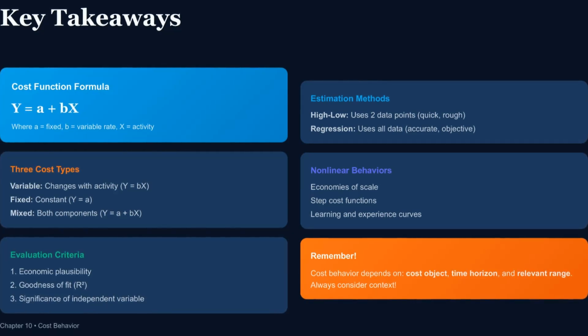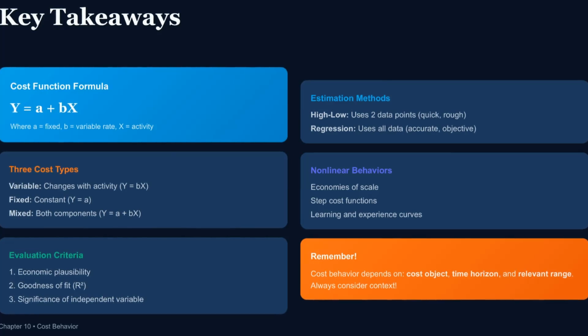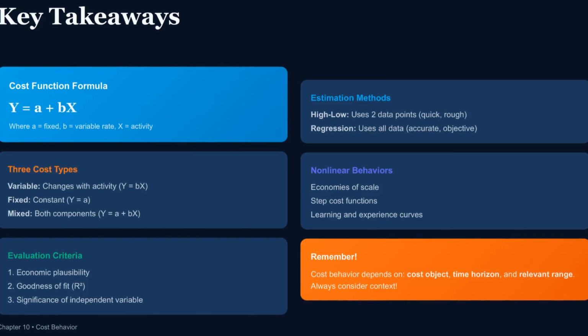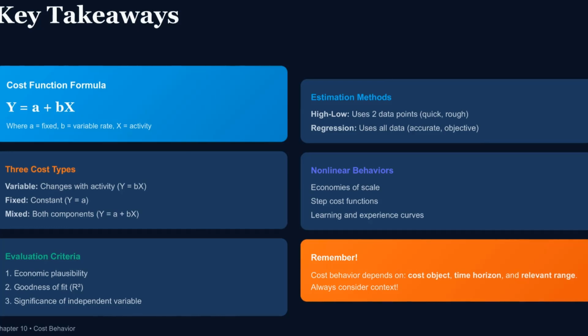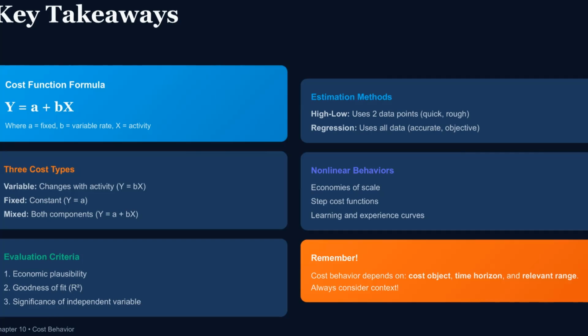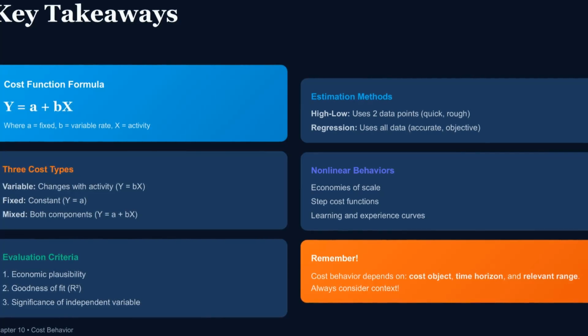5. Evaluating cost drivers. Check economic plausibility, R² goodness of fit, and statistical significance, p-value less than 0.05. 6. Nonlinear costs. Recognize step costs, economies of scale, and learning curves. These require special treatment in analysis. 7. Data quality. Always plot data first, investigate outliers, and ensure costs and activities are properly matched in time.